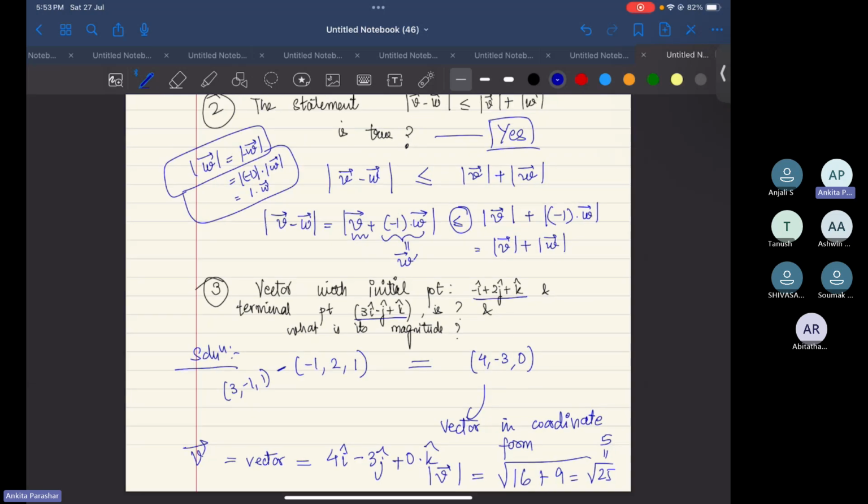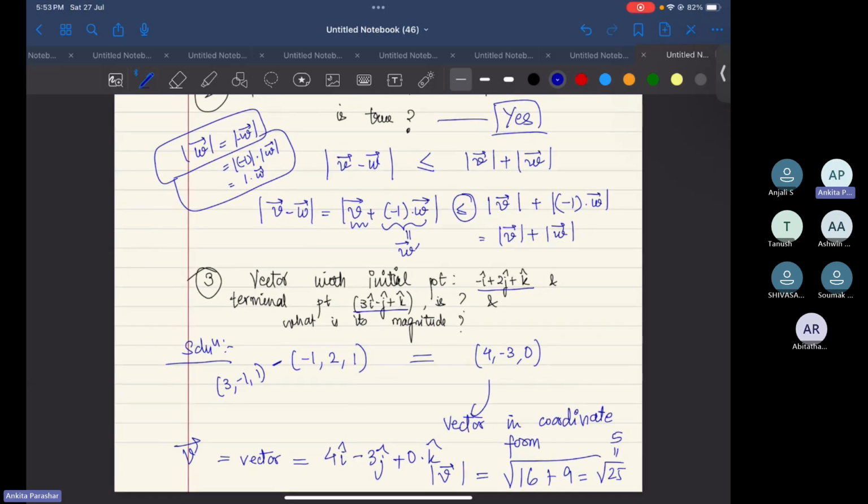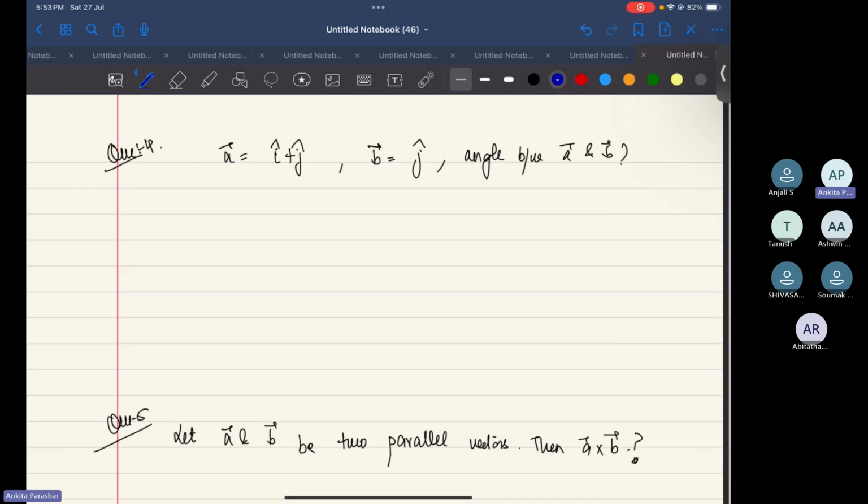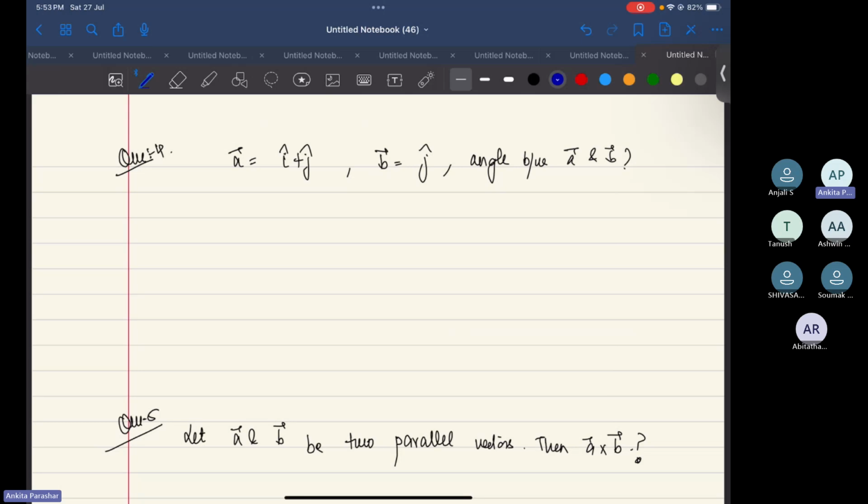Okay, so these questions are kind of repetition. So, okay, let's go ahead. One vector given to us is i cap plus j cap. Another vector is just j cap. What is the angle between A and B vectors? You have to draw these vectors in order to see the angle between these two.